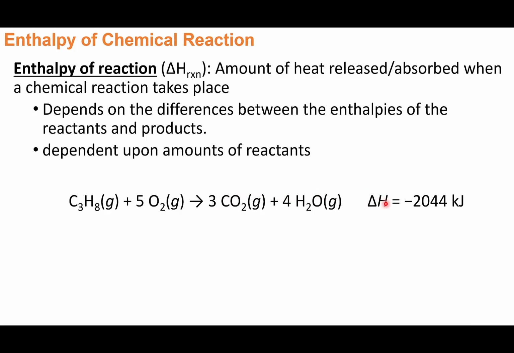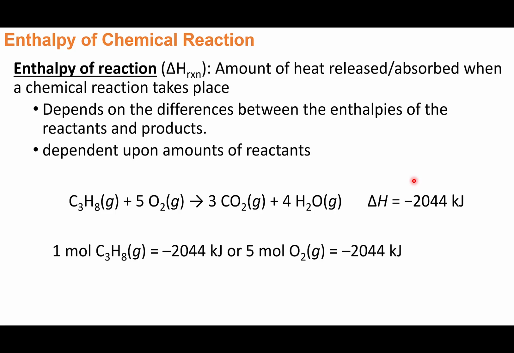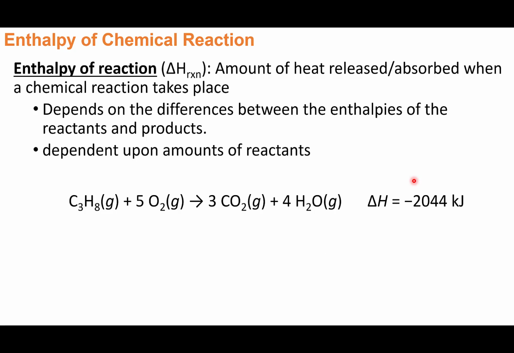The enthalpy associated with this chemical reaction is negative 2,044 kilojoules. So this negative 2,044 kilojoules is going to be associated with each one of these molecules. For example, I could say, for every 1 molecule of our hydrocarbon that's combusted, it's going to release 2,044 kilojoules. But there's also a relationship with the oxygen as well. For every 5 moles of oxygen that break down, we're going to get 2,044 kilojoules released.